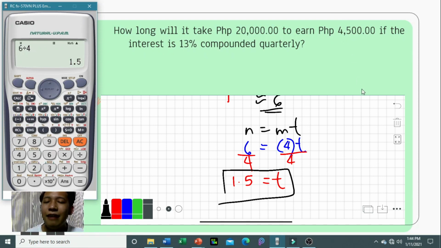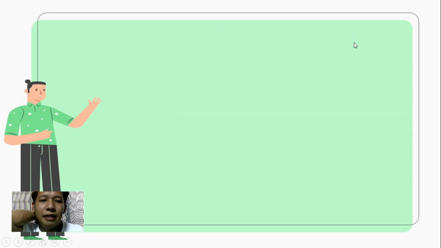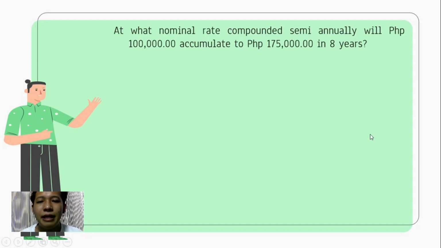Okay, so that's how we solve for the time kay compound interest, given that it is compounded more than once a year. Okay, and the last one is, how are we going to find the rate? Okay, so we are looking for the nominal rate of a compound interest. So, let us again have a sample problem kung saan i-derive natin yung formula.